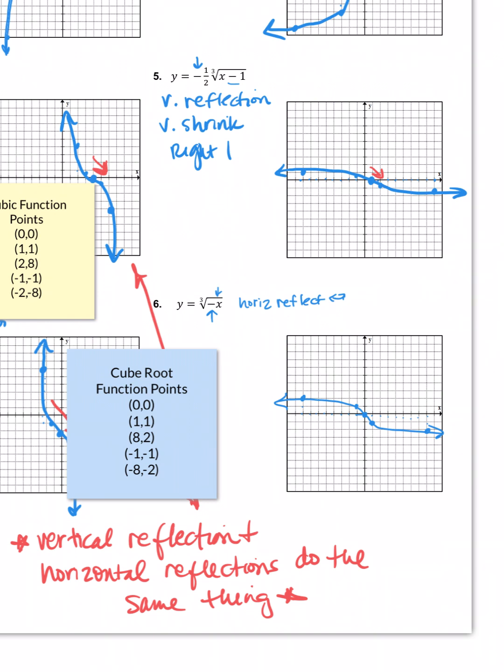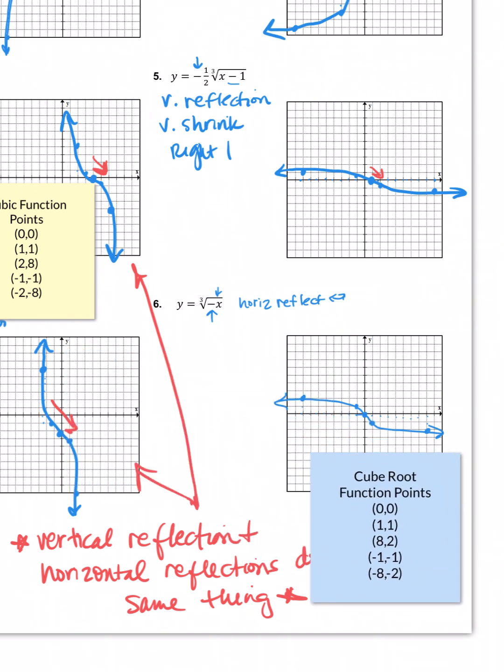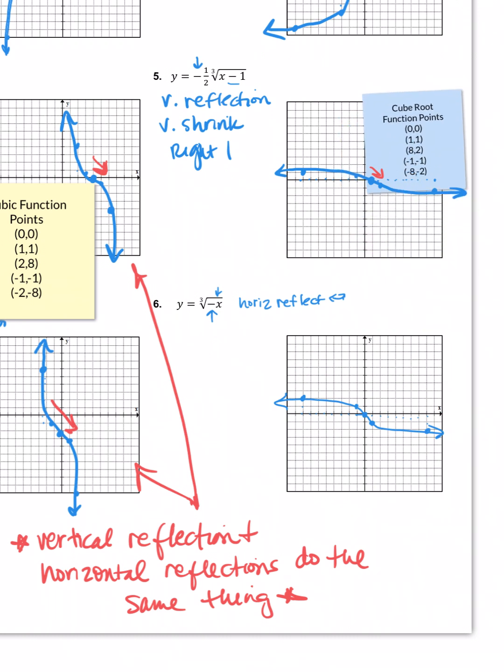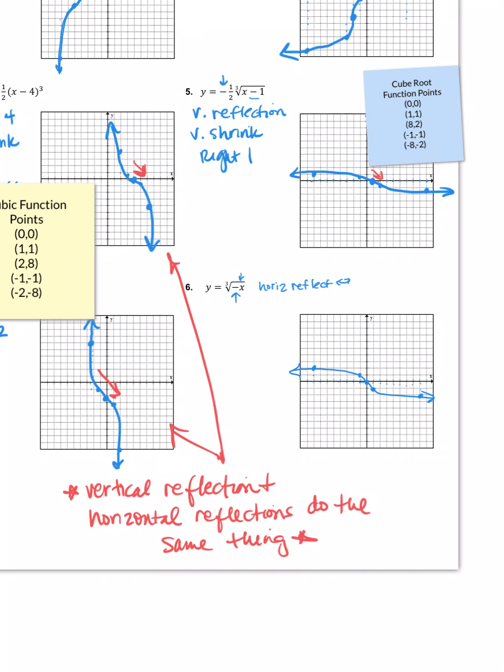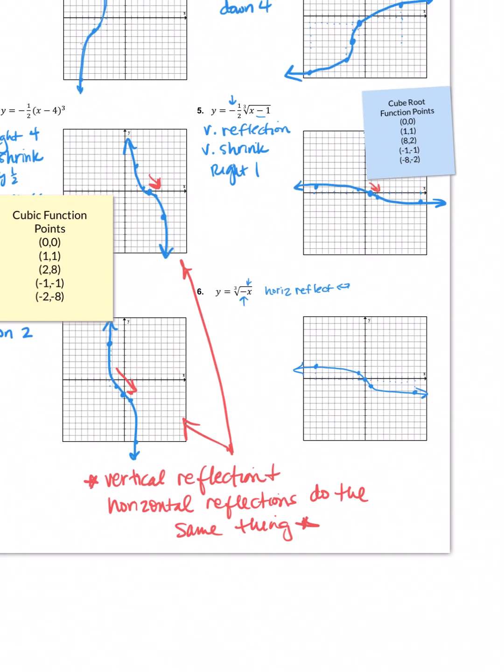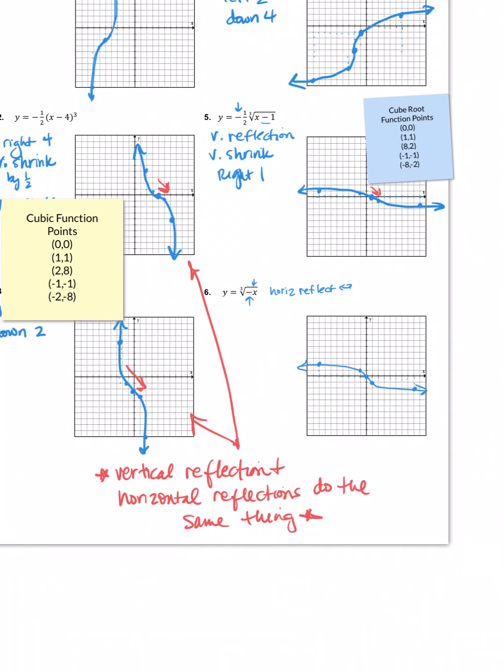Now, again, I want you to kind of lean back and look at what just happened here. Okay, I'm going to move my sticky note. Look at what just happened here. When we look at a vertical reflection here and a horizontal reflection here, didn't it do the same thing? So what we said before about vertical and horizontal reflections doing the same thing with the cubic function, it also does the same thing with the cube root function. So that makes it a little bit easier to remember. All right, so hopefully you begin to see that pattern.